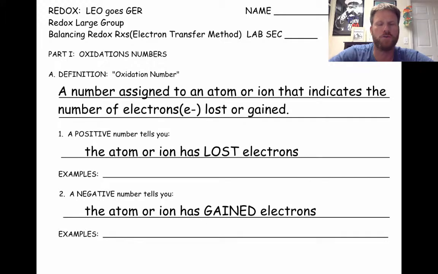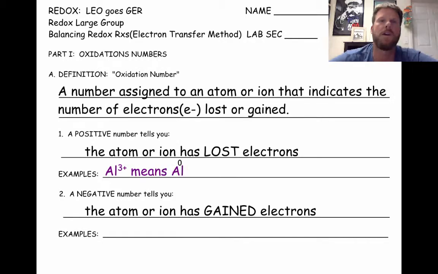Oxidation numbers are useful in redox chemistry because they are a number that tells you the amount of electrons lost or gained during the oxidation or reduction process.